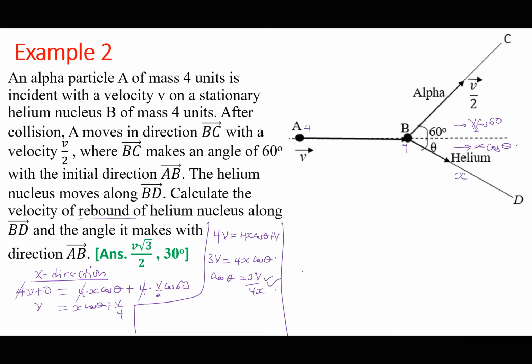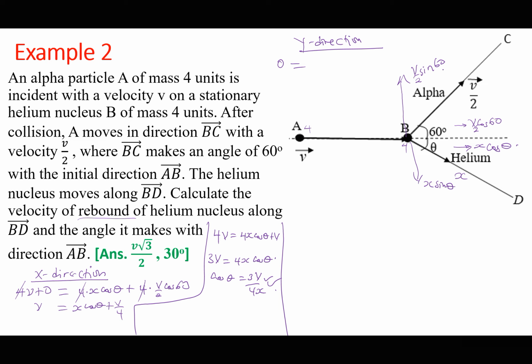Then I'm going to consider the y direction, or the vertical direction. Initially, it is only A which was moving, and it was moving in the horizontal. So total momentum in the vertical is 0 initially. Then for total momentum after, I have to resolve the velocities. One will be downwards here: x sine of theta. The mass, remember, is 4 units. Then V over 2 in the vertical is going to be V over 2 sine of 60.